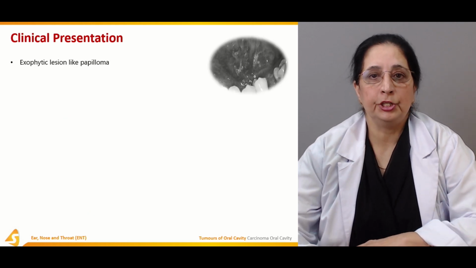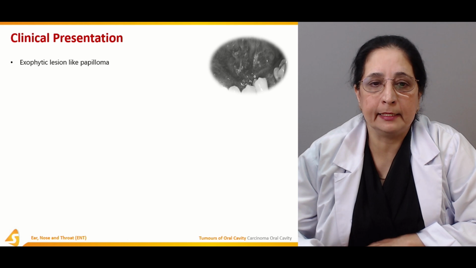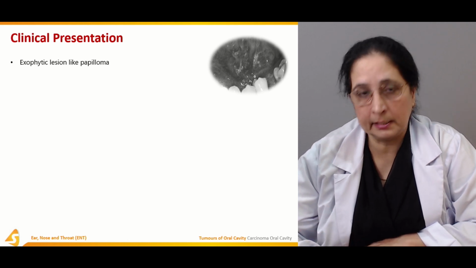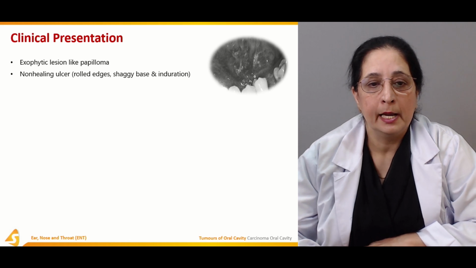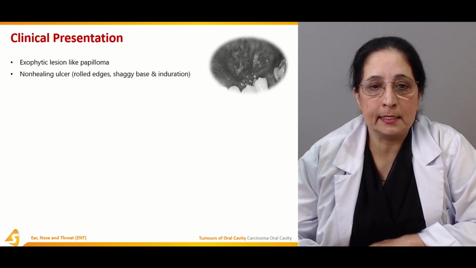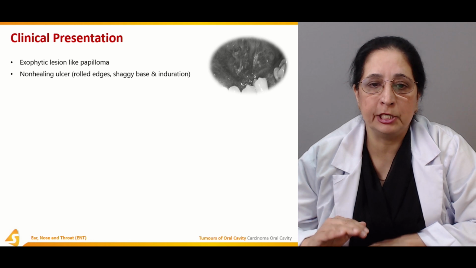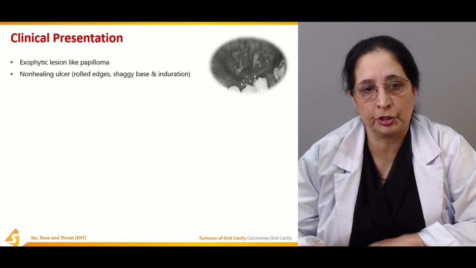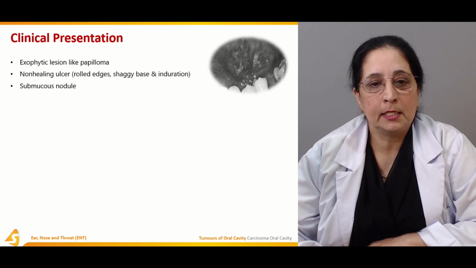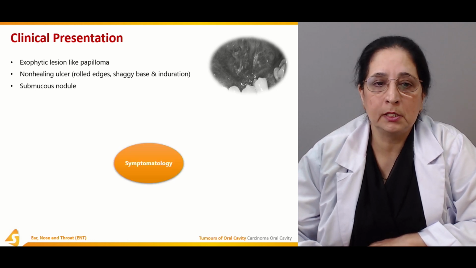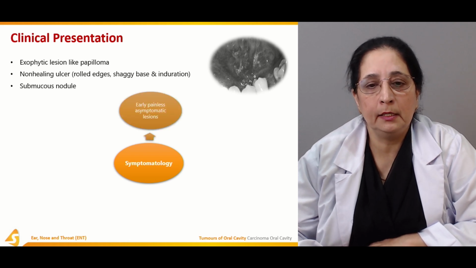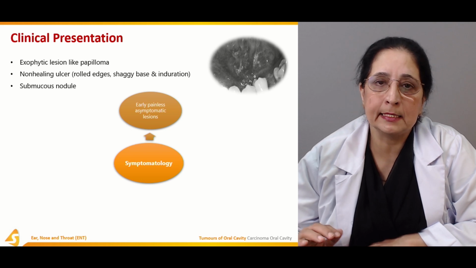Clinical presentation: there is an exophytic lesion like a papilloma. That's the clinical presentation. It's a non-healing ulcer. They have rolled edges, shaggy base, and there is red induration. Submucous nodules, and the symptomatology of the cancer is early painless, asymptomatic.